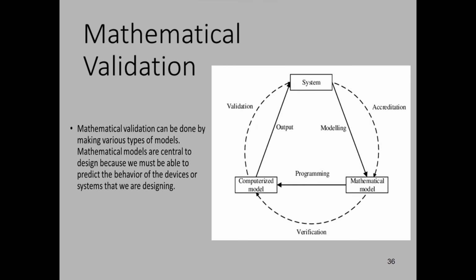Mathematical validation. A mathematical validation is defined as the process of determining the degree to which a computer model is an accurate representation of the real world from the perspective of the intended model applications. Mathematical validation can be done by making various types of models. Models are central to the design because we must be able to predict the behavior of the devices or the systems that we are designing.